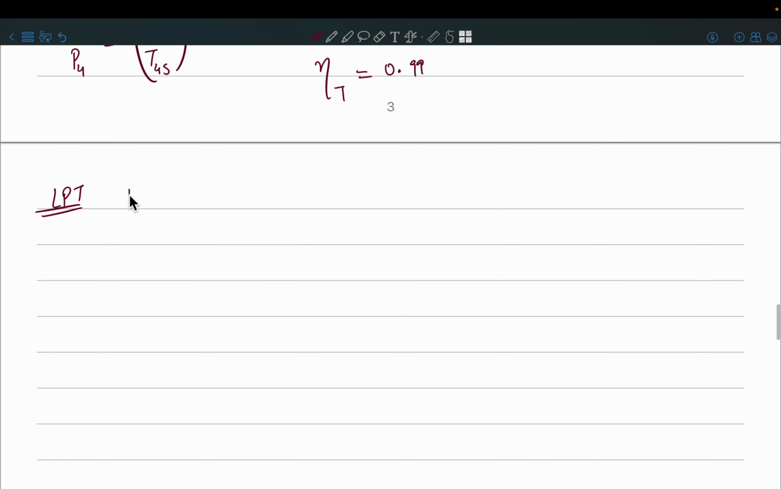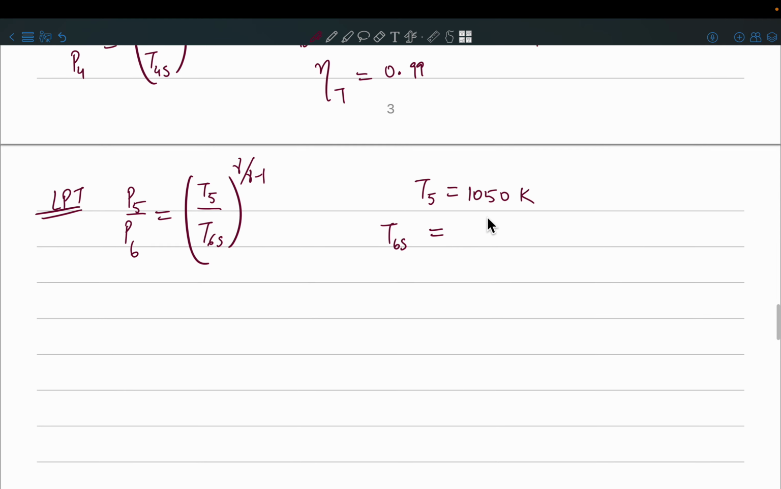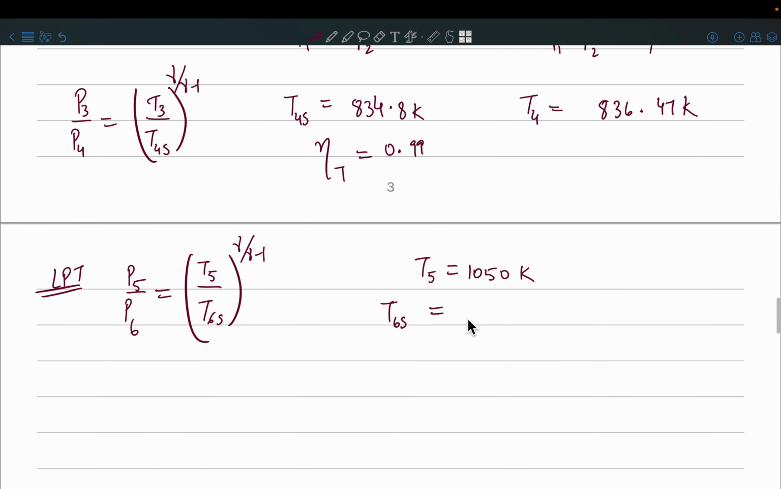So we know that P5 by P6 is the same pressure ratio that we found earlier, and the relation is T5 by T6S to the power gamma by gamma minus 1, right? And we know T5. How do we know T5? Because there is a reheating process going on, and we are getting the fluid back to the maximum possible temperature, which is 1050 Kelvin. So now again T6S is going to be the same as you found earlier for T4S. This is clear, right?